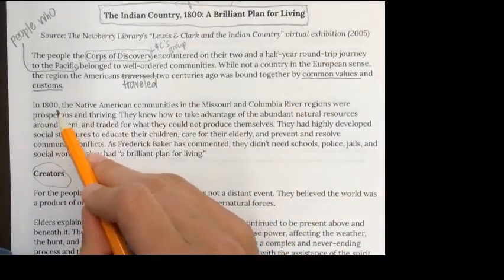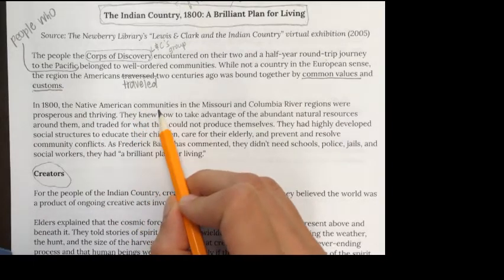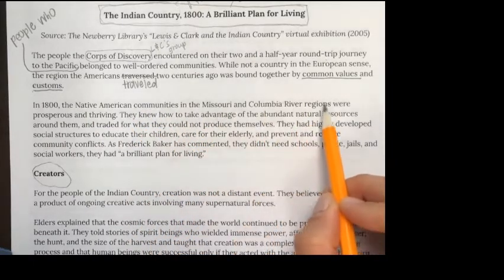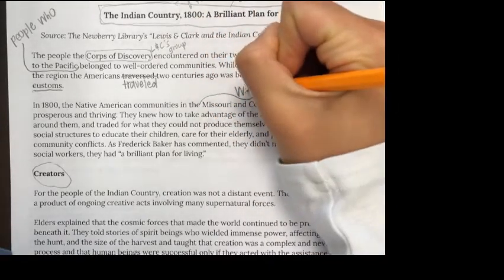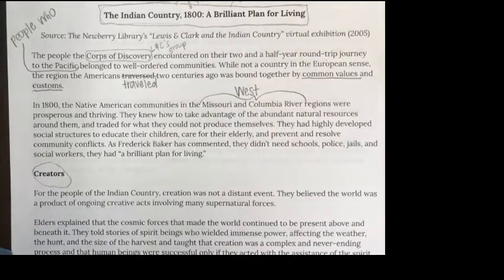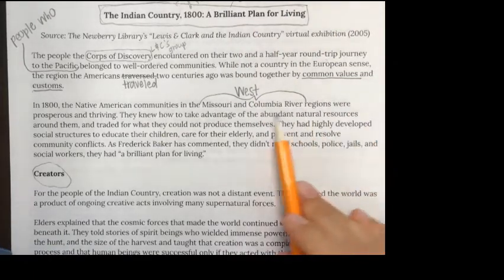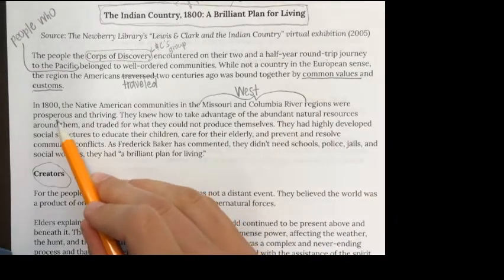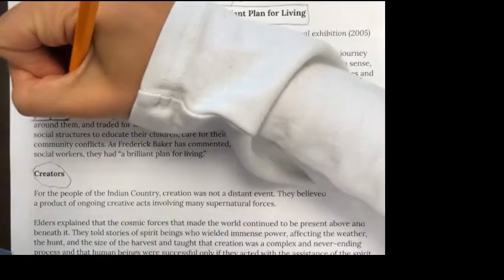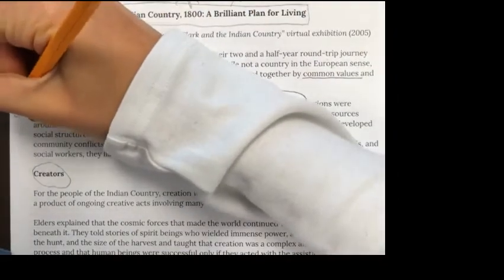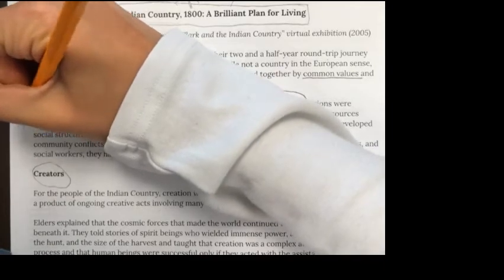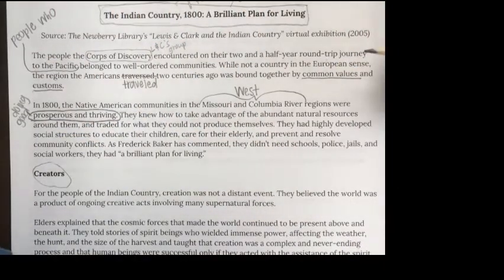In 1800, the Native American communities in the Missouri and Columbia River regions, so I know from what we learned, this is in the West, right? So where Lewis and Clark traveled to. These places were prosperous and thriving. So I'm going to underline that because that gives me a detail to know their communities were doing good, right? To prosper and thrive, if I say I am thriving, that means I'm doing great. So their communities were doing really, really well.